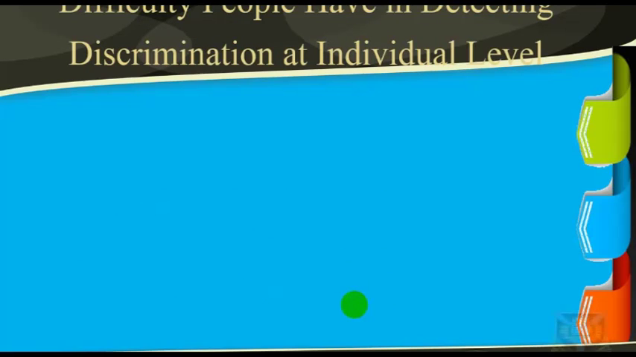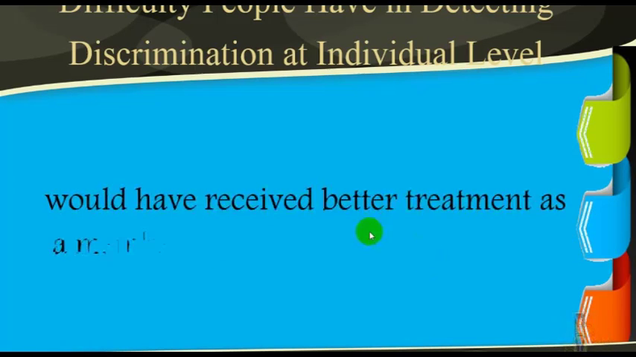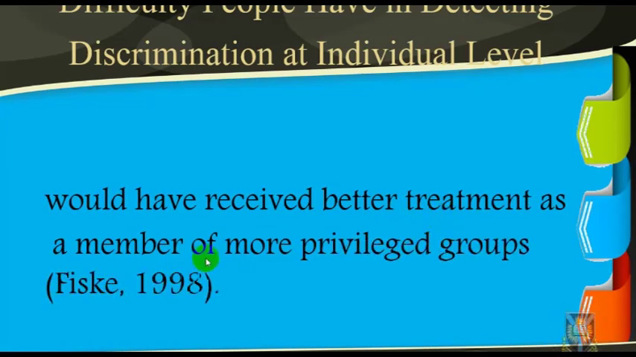Content. Despite the prevalence of discrimination, one of the greatest barriers to its removal is, strangely enough, the difficulty people have in detecting it at the individual level. The question is, why is this so? Firstly, individuals cannot serve as their own control group and test whether they would have received better treatment as a member of more privileged groups.